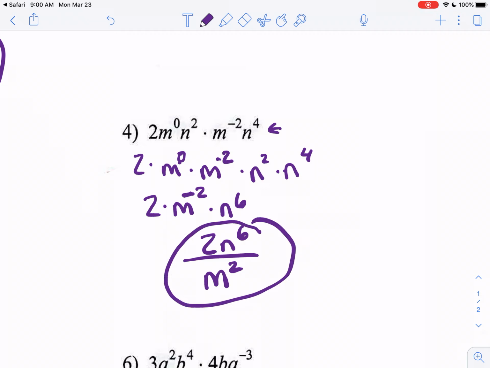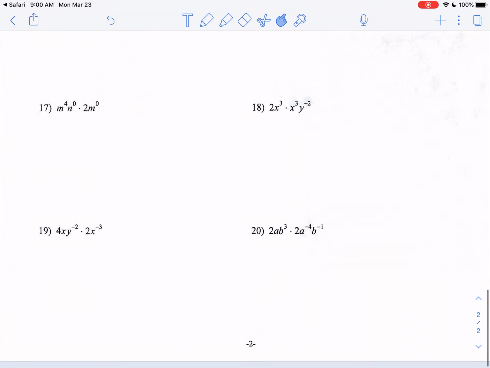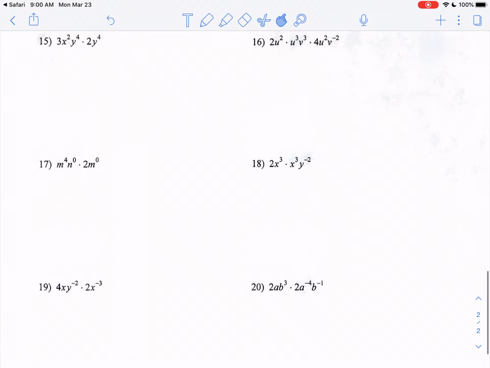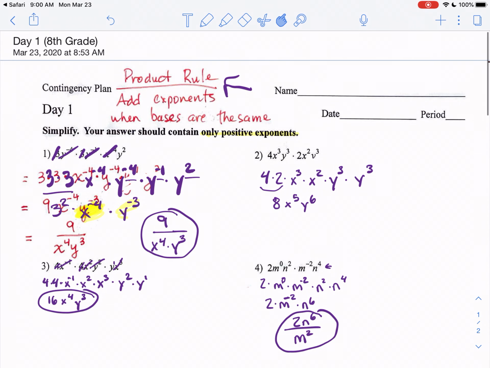So your assignment for the rest of today is just to finish these problems. If we look, there are 20 of them. So not too bad. I did 4 of them for you, so hopefully that's okay. And have a great Wednesday.